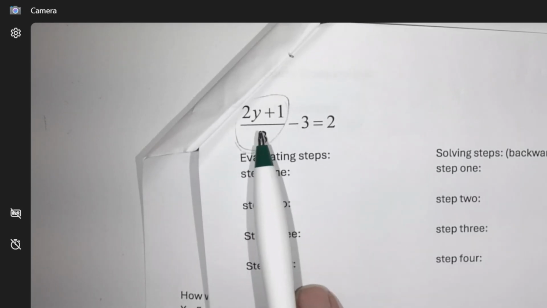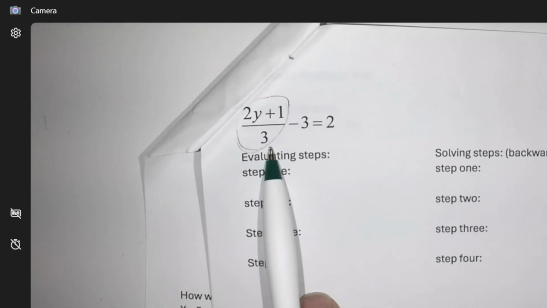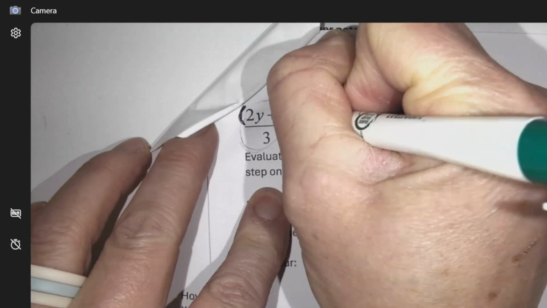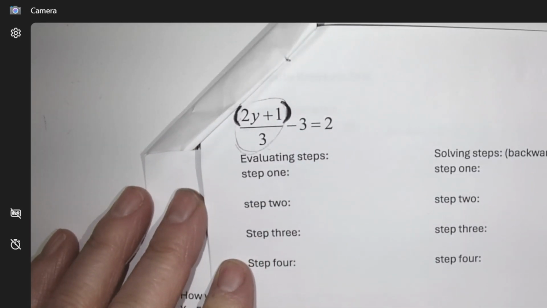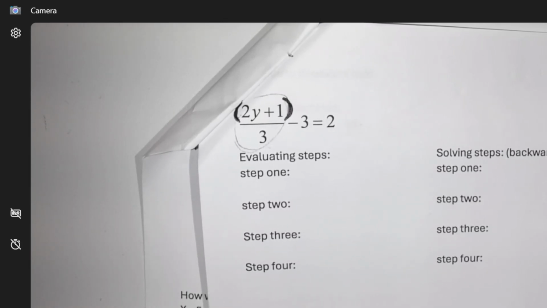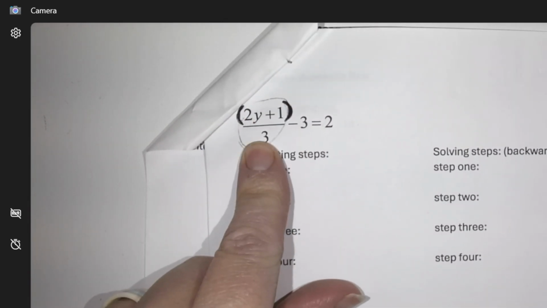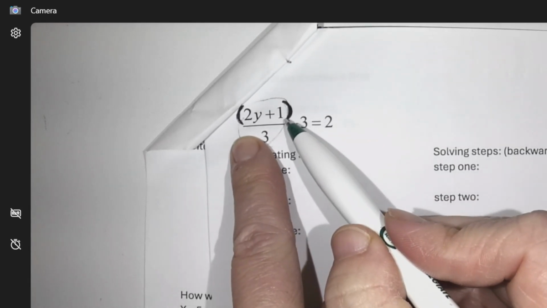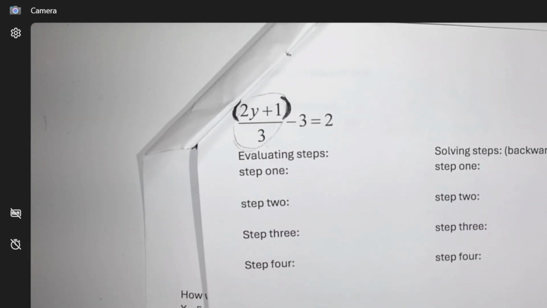Also, when you see something like this as a fraction, it's implied that this is in brackets. Can you give me brackets on there? That's an understanding, so you have to know that in math. So this is one term, glued. This is separate from that term, okay? And then this is an implied bracket.